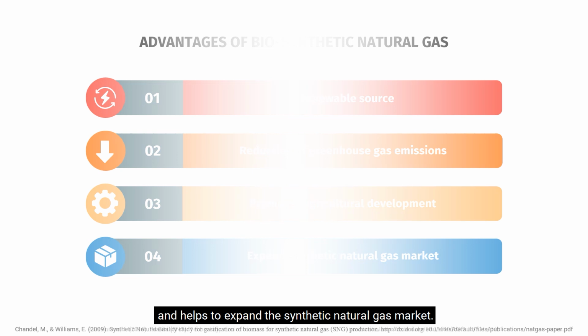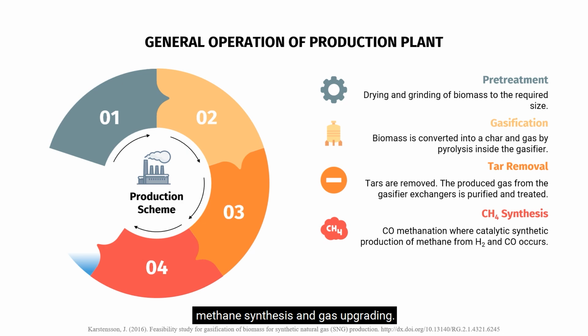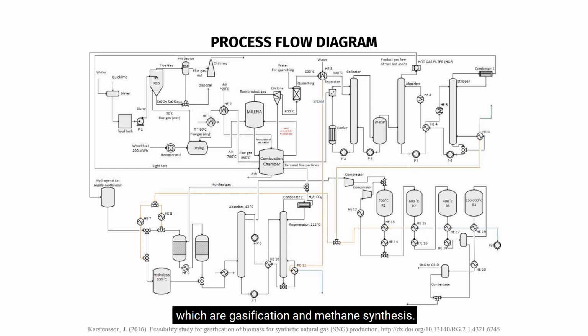Production of SNG from biomass is a continuous process that can be divided into five stages, which are pre-treatment, gasification, tar removal, methane synthesis and gas upgrading. The process flow diagram is illustrated as shown. In this video, we will be focusing on the second and fourth steps, which are gasification and methane synthesis.